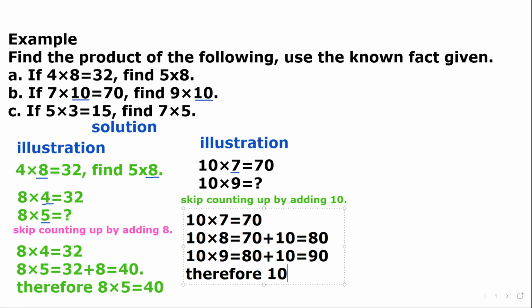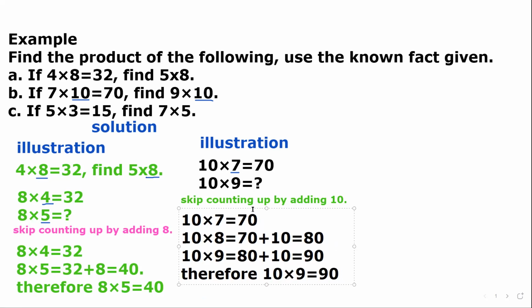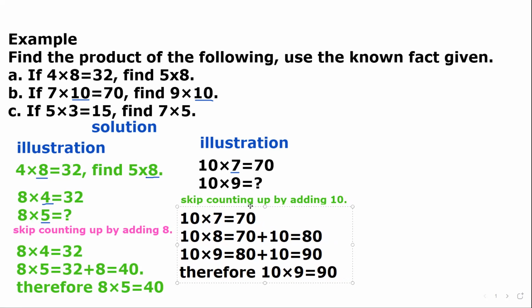Okay, good. Therefore, ten times 9 is equal to 90. Okay, good.